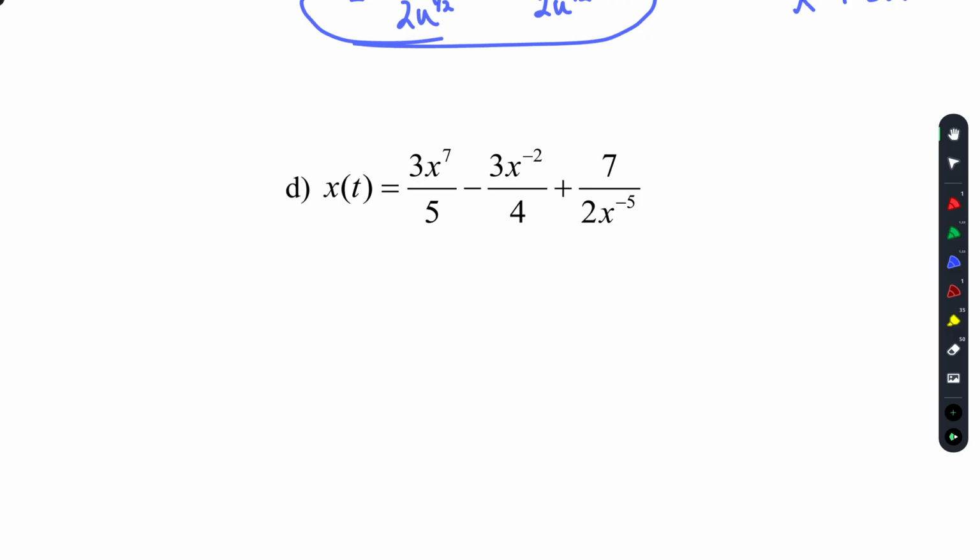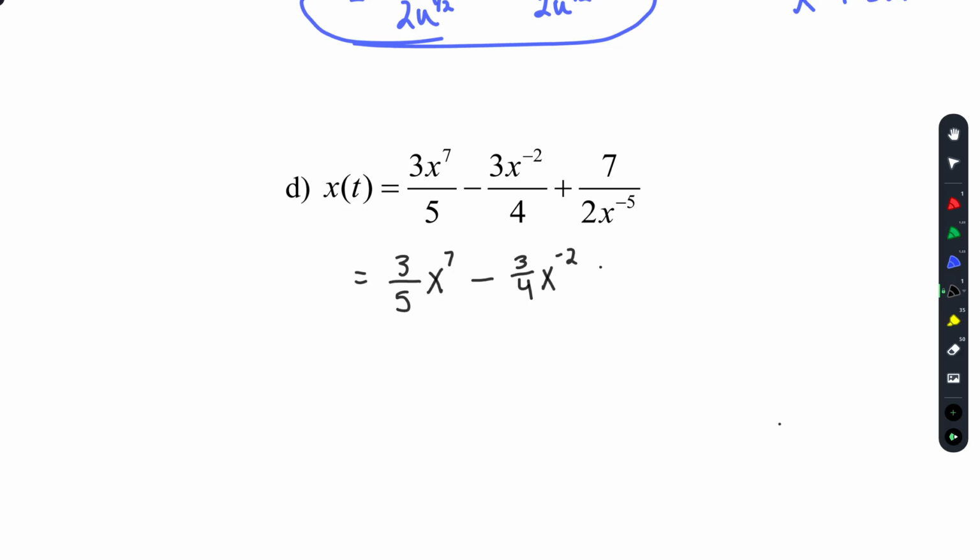Okay. This one drives me insane because it's like an algebra concept. The derivative is actually easy on this. What people mess up is they write it wrong. So what I would do, because you've got negative exponents to start, change this to 3/5 x to the 7th. It's for your sanity. Just put the numbers up front. Minus, change this to 3/4 x to the negative 2. So throw your numbers out front.